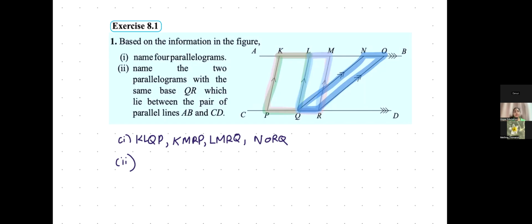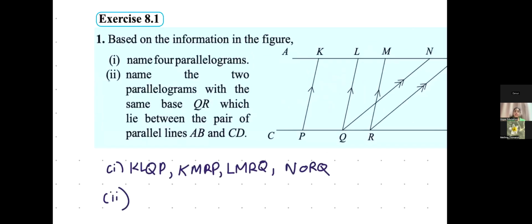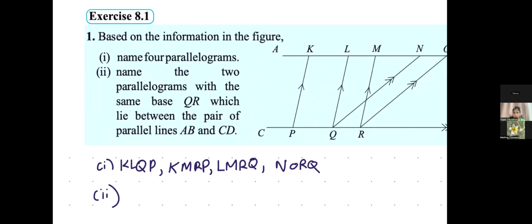Okay. Name the 2 parallelograms with the same base QR. I'm going to erase this a little now, otherwise it's clutter in the diagram. Okay, let's read this. Name the two parallelograms with the same base QR. Main QR. Two parallelograms that have the base QR. Okay.